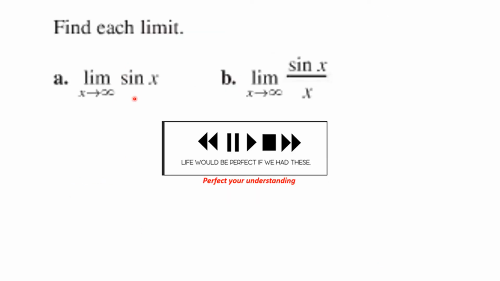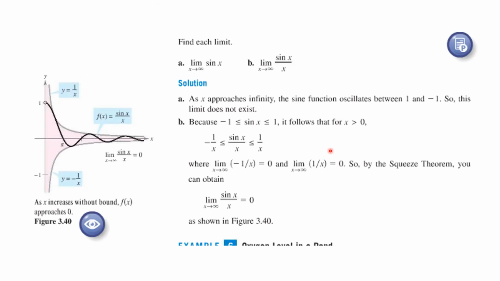Here's some trigonometric limits. Please find each limit. You know what to do. Let's see how you did. Well, sine just keeps going up and down and up and down and up and down, and it never gets close to and stays close to a number, so this limit does not exist.